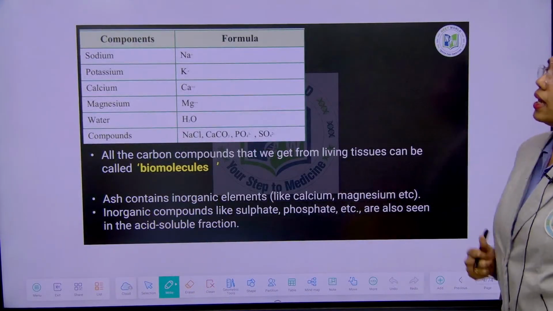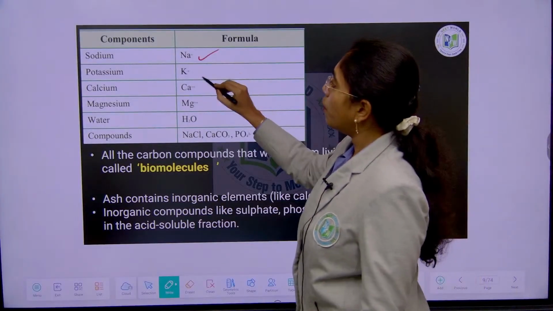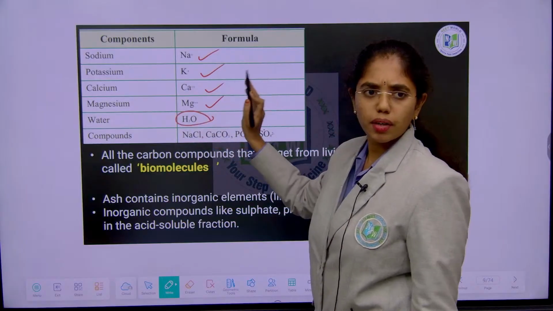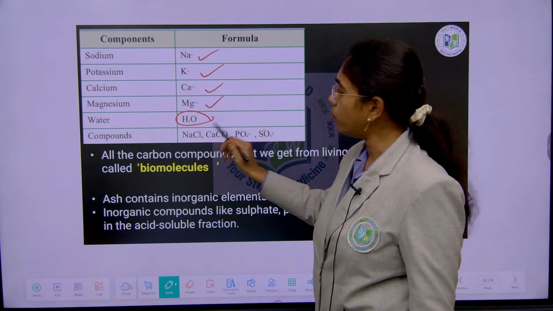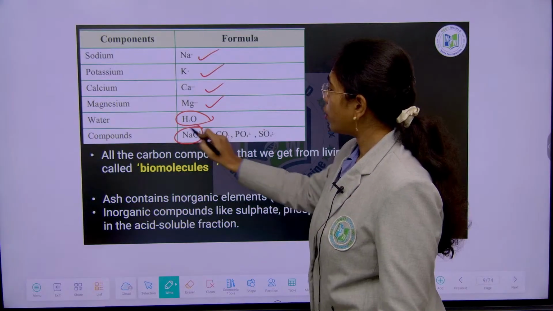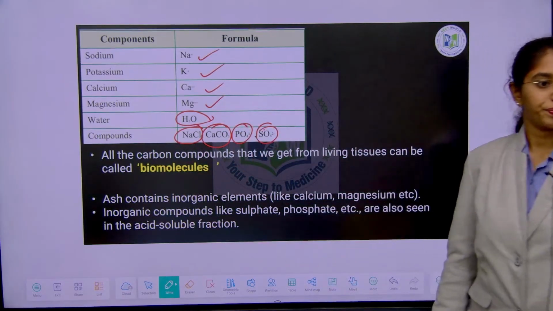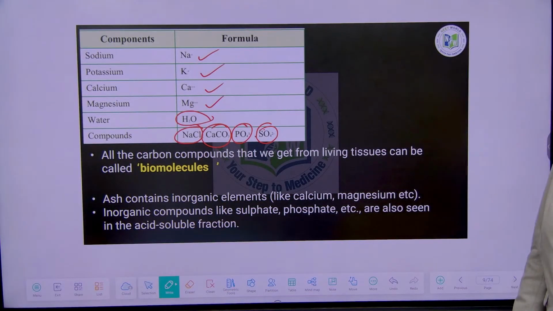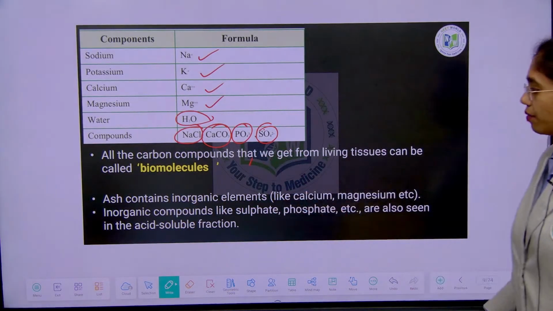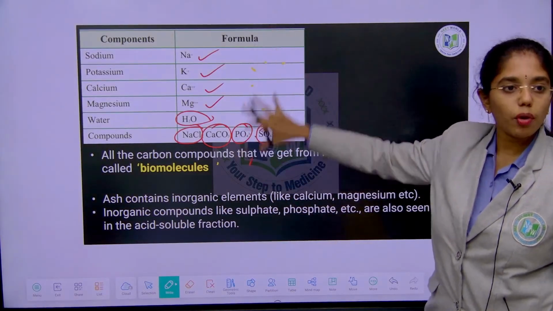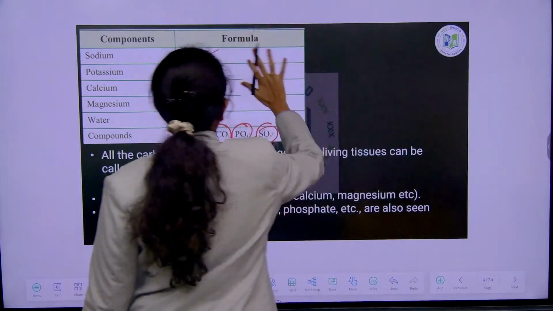Those inorganic elements include sodium, potassium, calcium, magnesium, water as water vapor or water molecules, and compounds like sodium chloride, calcium carbonate, phosphate and sulfates. Right. So, this is the definition of biomolecules we have learnt, and this is what you will see in ash analysis. All these are what elements? Inorganic elements.